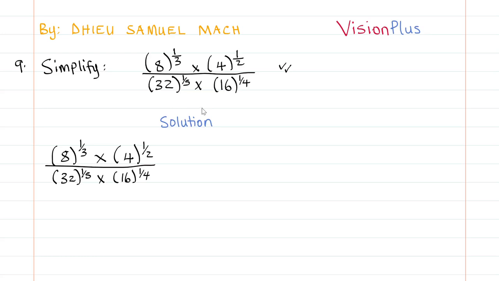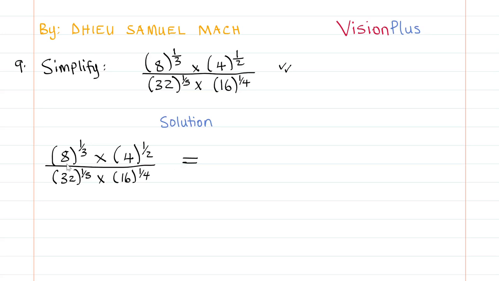For us to simplify this, we need to express the bases in terms of powers. Like we need to express 8 in terms of powers, we express 4 in terms of powers, we express 32 and also 16 in terms of powers. That is the first step. So this is the same question that I've written here to save our time. So the first step that we need to apply here is to express all the bases in terms of powers.